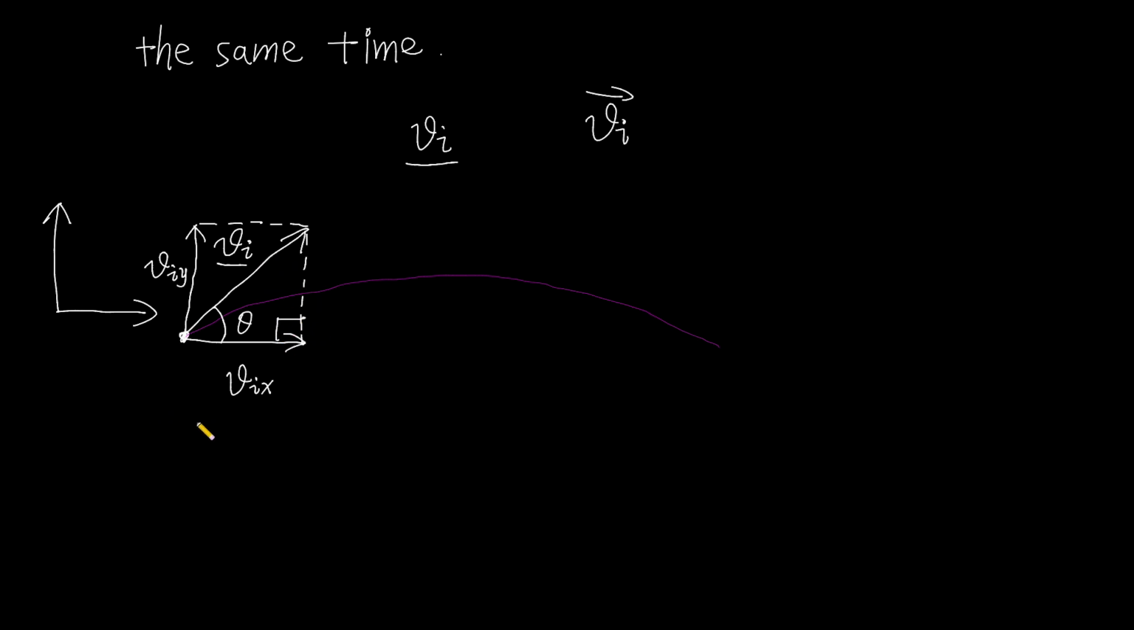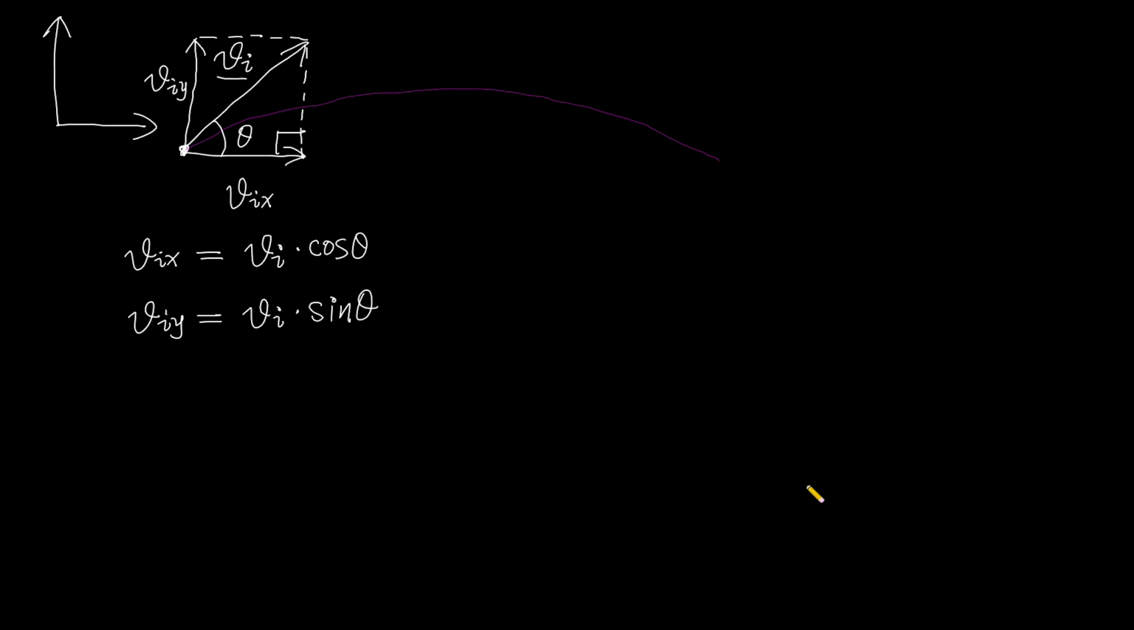So from here we can know that the initial velocity x, so the horizontal initial velocity, just equals the initial velocity multiply cosine theta, and the initial velocity for the vertical motion, the initial velocity y, just equals the initial velocity multiply sine theta.